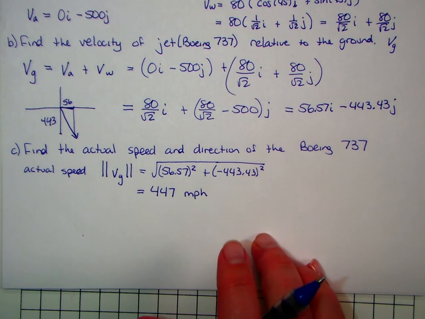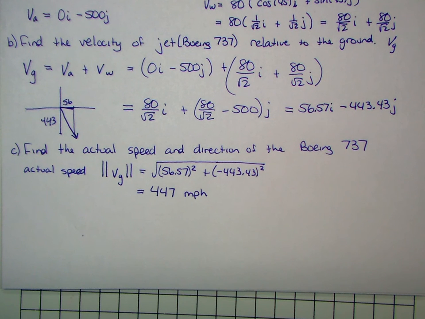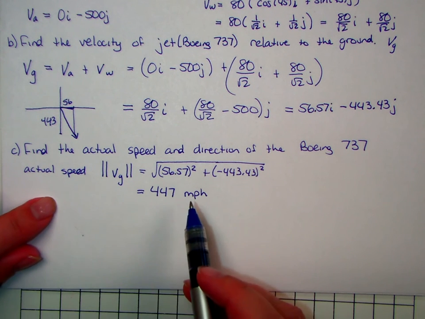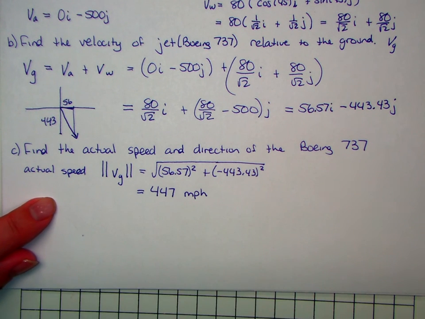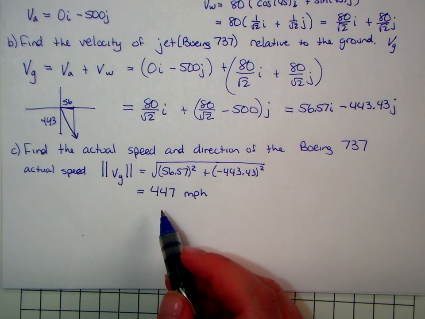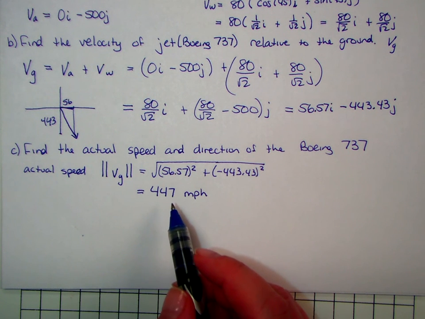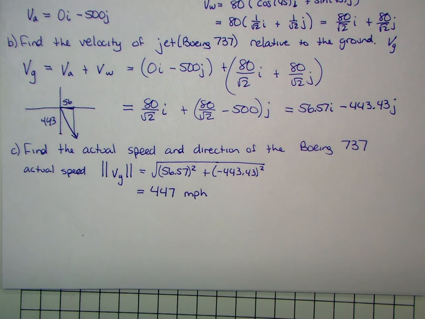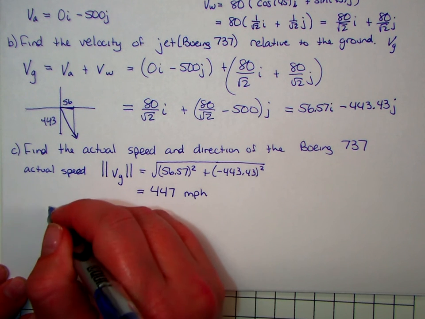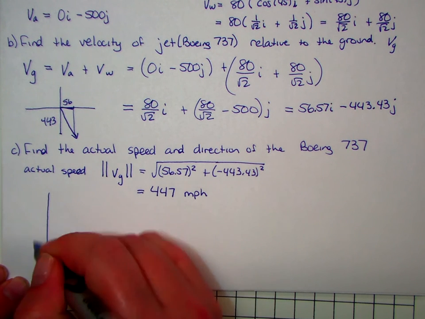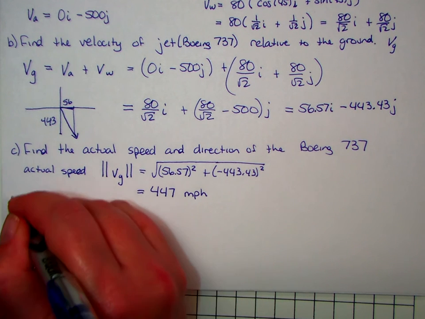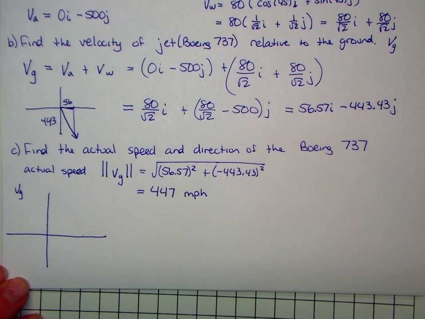Right, so the speedometer on the plane says 500 miles per hour, but that wind is pushing it in such a way that its actual speed with respect to the ground is 53 miles per hour slower. Okay, so that's kind of interesting. Now let me draw this vector one more time, the vector with respect to the ground.